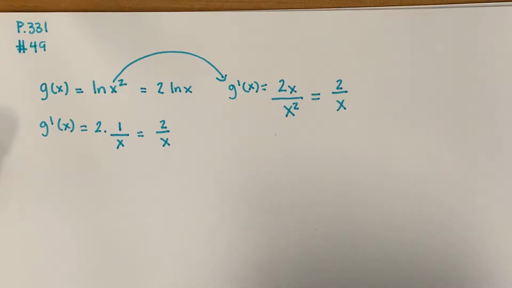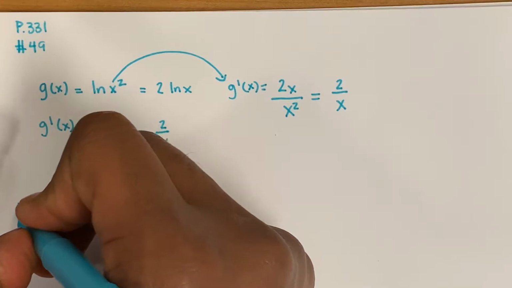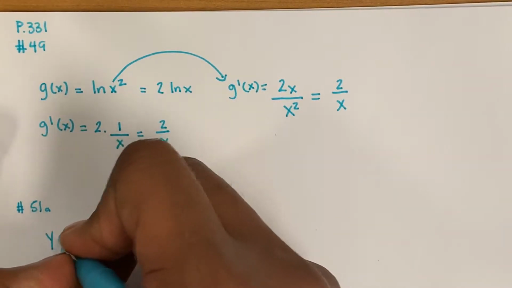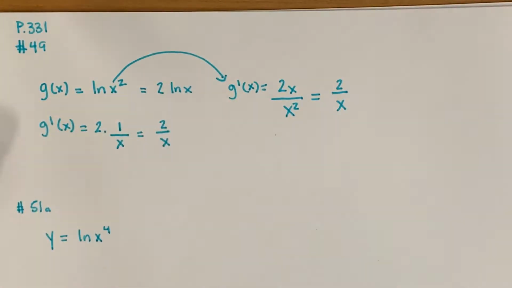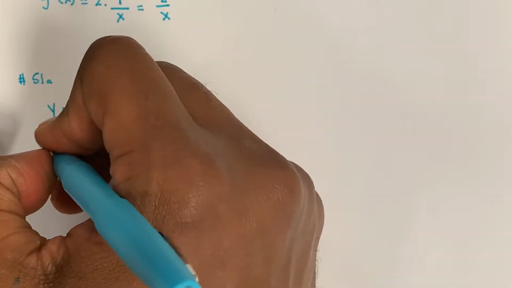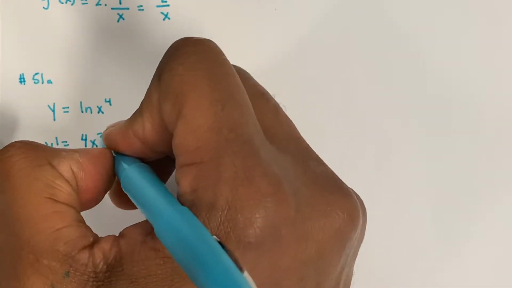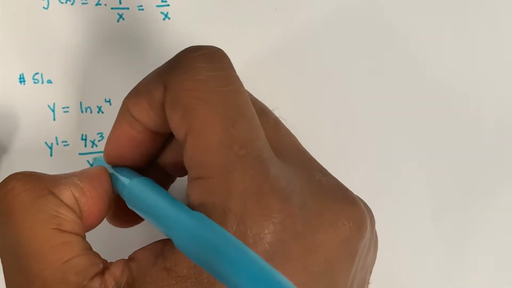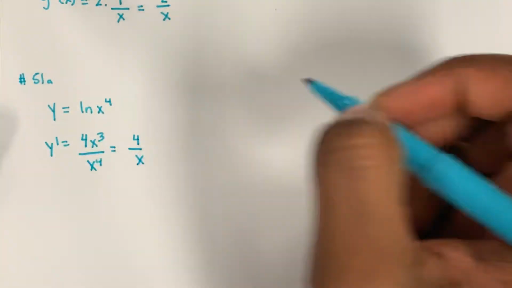For number 51, you know what? Let's call this number 51A. We're going to make this y equals the ln of x to the fourth for 51A. And its derivative is going to be, we're just going to do the derivative of x to the fourth, which is 4x cubed over x to the fourth. And that just reduces to be 4 over x.